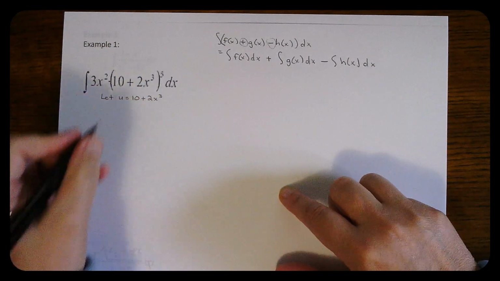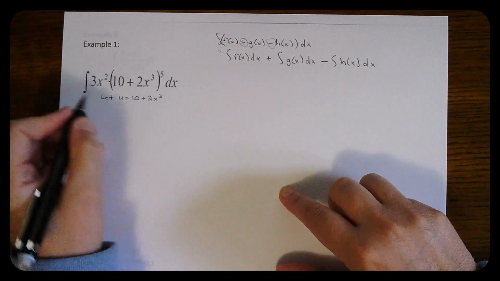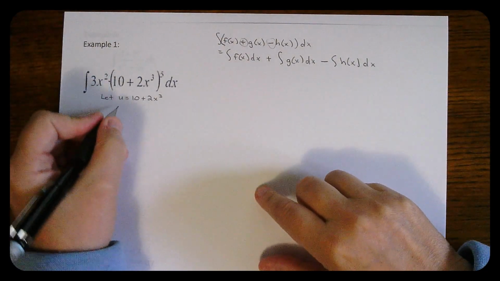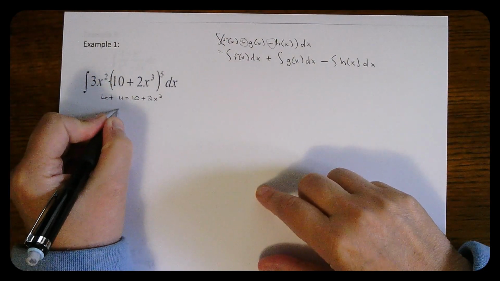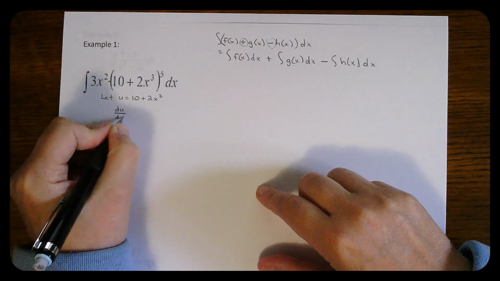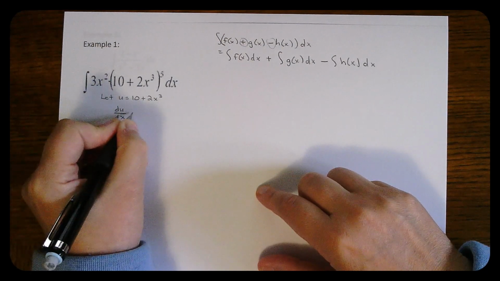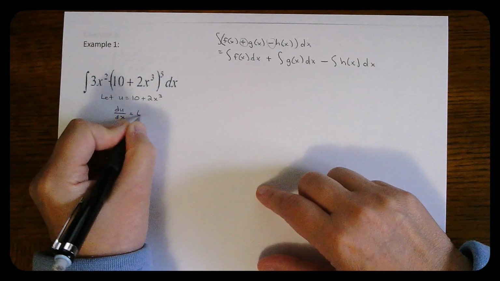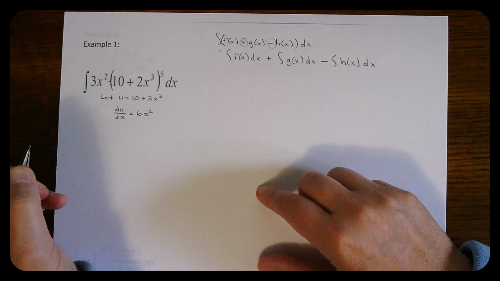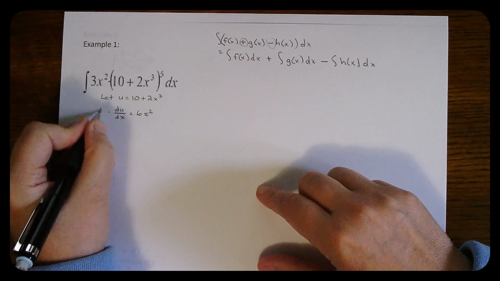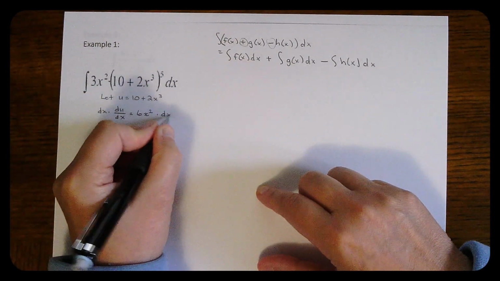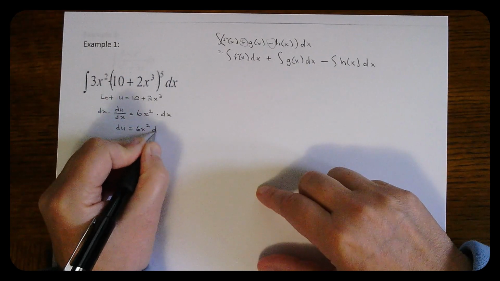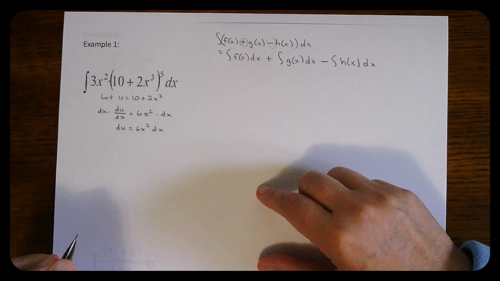Okay, then step 2 is you're going to take the derivative of this. I know we're in the antiderivative section, but you have to take the derivative of this u function. So that would be du over dx. The derivative of u with respect to x is equal to 6x squared. Then we're going to multiply dx to both sides. So after a while, I'm just going to skip right to this step, du equals 6x squared dx.